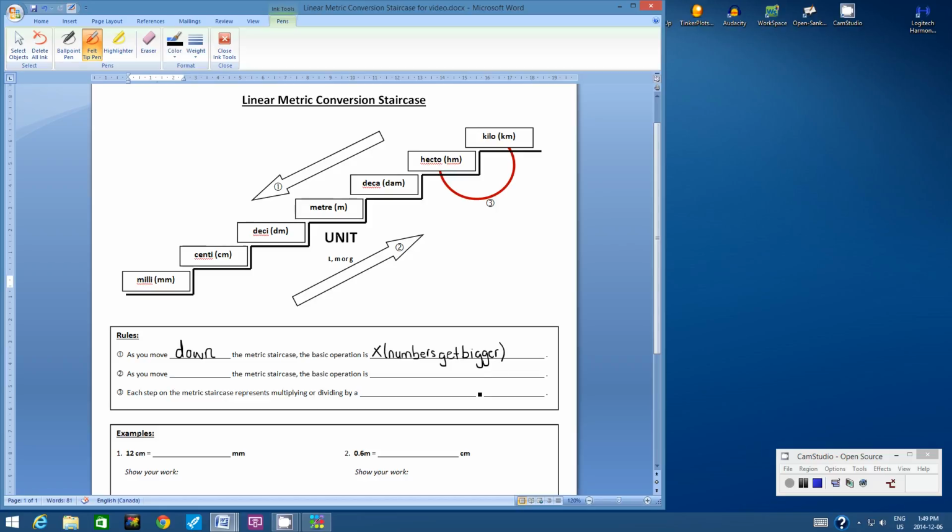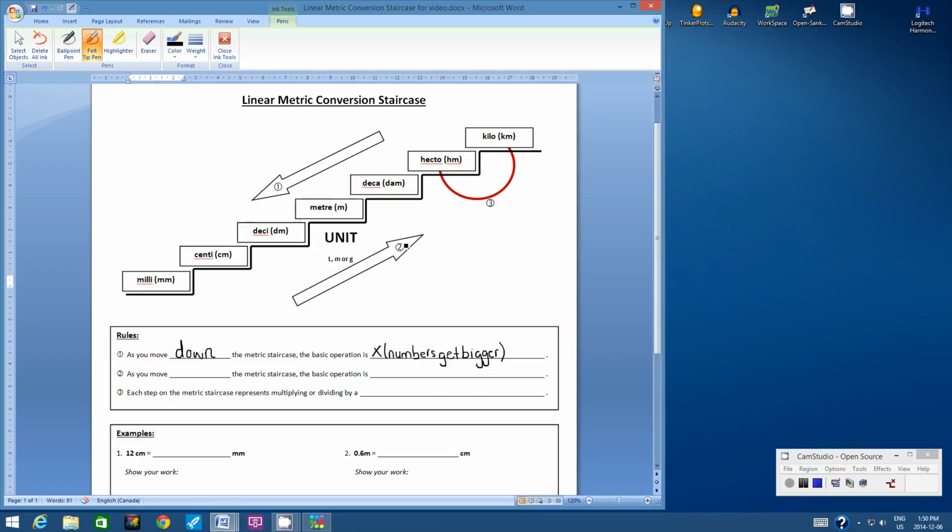So let's think about that. It kind of makes sense. If I gave you a number in meters, and then I asked you to convert it to centimeters, we would be moving down the metric staircase. The number of centimeters would be much larger than the number in meters. So that's rule number one for the metric staircase.